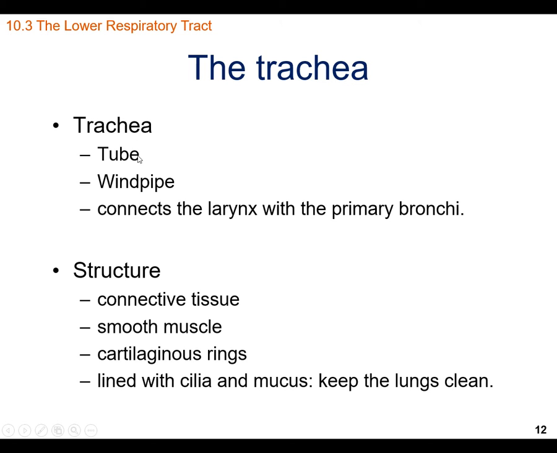The trachea itself is a tube. We sometimes refer to it as the windpipe, and it connects the larynx to the primary bronchi. It's made of connective tissue, smooth muscle, and then you can even feel, if you feel along in your throat, the cartilaginous rings.